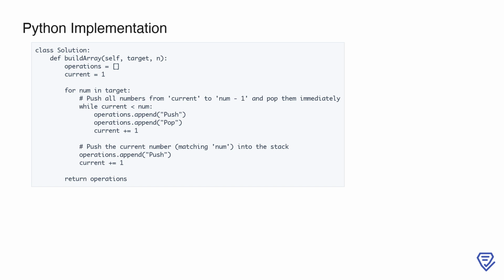Key points. The while loop ensures that numbers not in the target array are handled correctly by performing both push and pop operations. The push operation is performed for each number in the target array to ensure it is added to the stack. The algorithm is efficient as it processes each number in the target array exactly once, making it linear in time complexity with respect to the size of the target array.